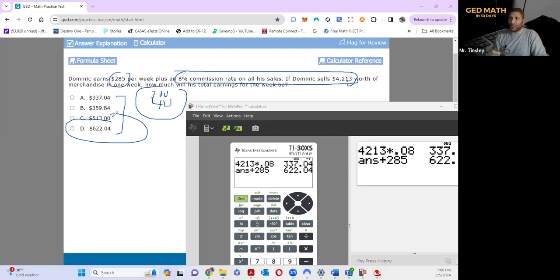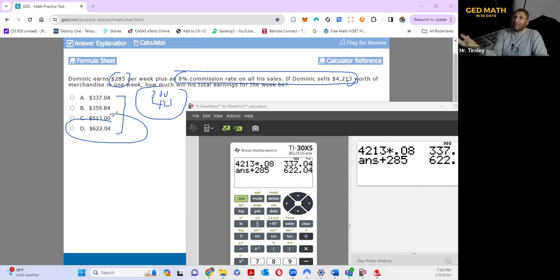But this is how you do it on a calculator. 4,213 times 8%. You're going to get how much commission you made, which is $337.04, plus the 285 you're guaranteed no matter what you sell. Add those two together, 622.04. That's how they want you to do it algebraically or mathematically.